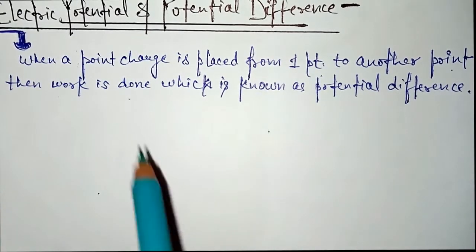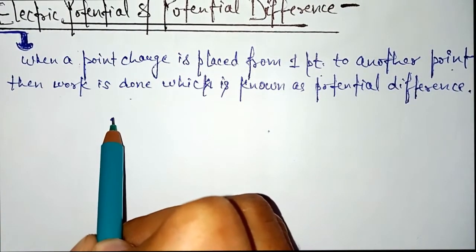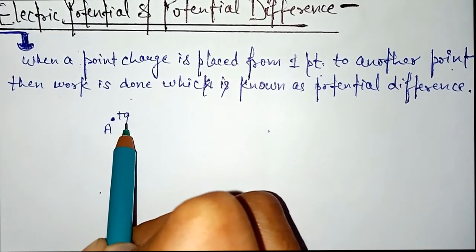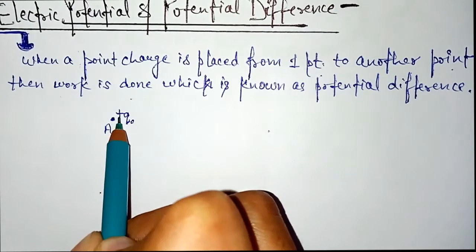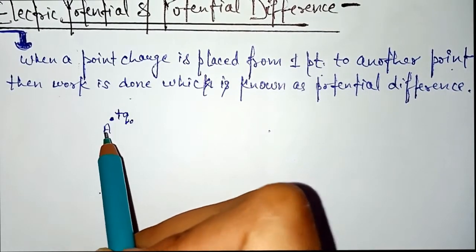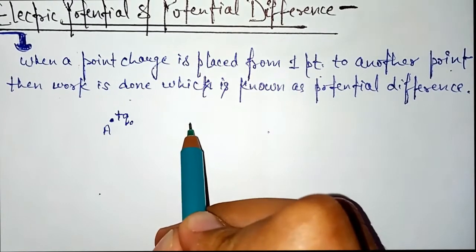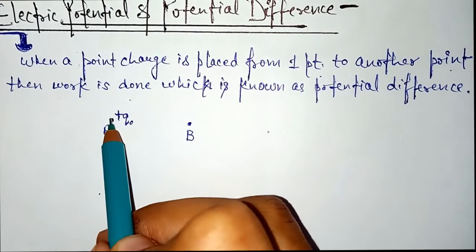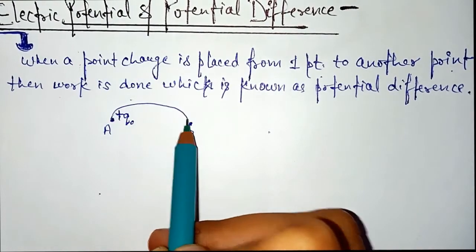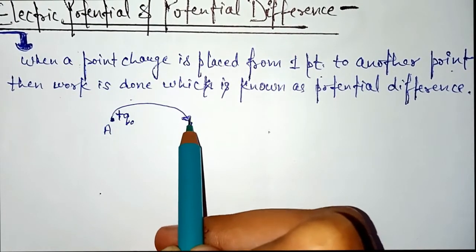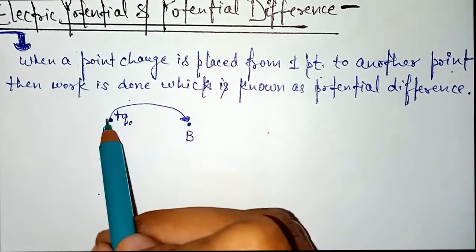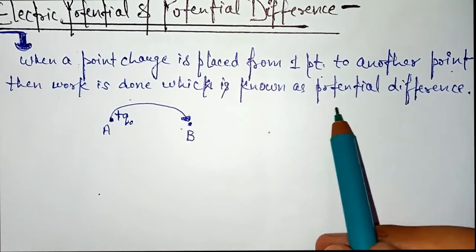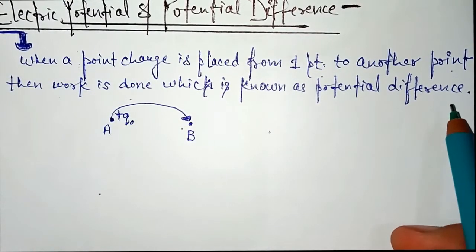potential difference. Let's suppose I have a point A at which plus Q naught charge is placed, and I want to put this charge at point B. Then I need to bring this charge to this point. And during this process, some work is required, which is known as potential difference.